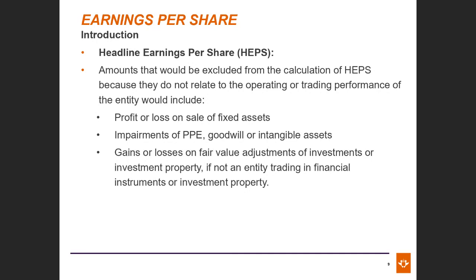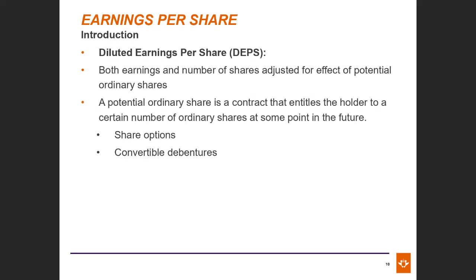So we've had a look at basic earnings per share, and we'll go into more detail later on in the lecture. We have briefly touched on headline earnings per share. Let's have a look at diluted earnings per share. So diluted earnings per share, here both earnings and the number of shares need to be adjusted for the effect of potential ordinary shares, okay? So what does potential ordinary shares mean, okay? So sometimes there's a contract that entitles the holder to a certain number of ordinary shares at some point in the future, okay?